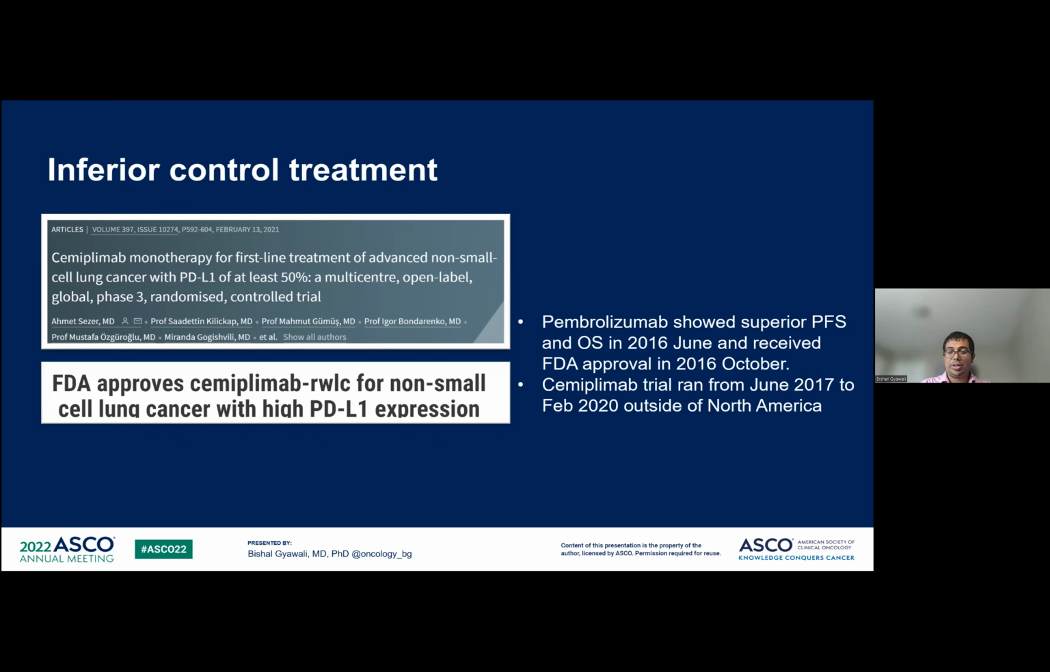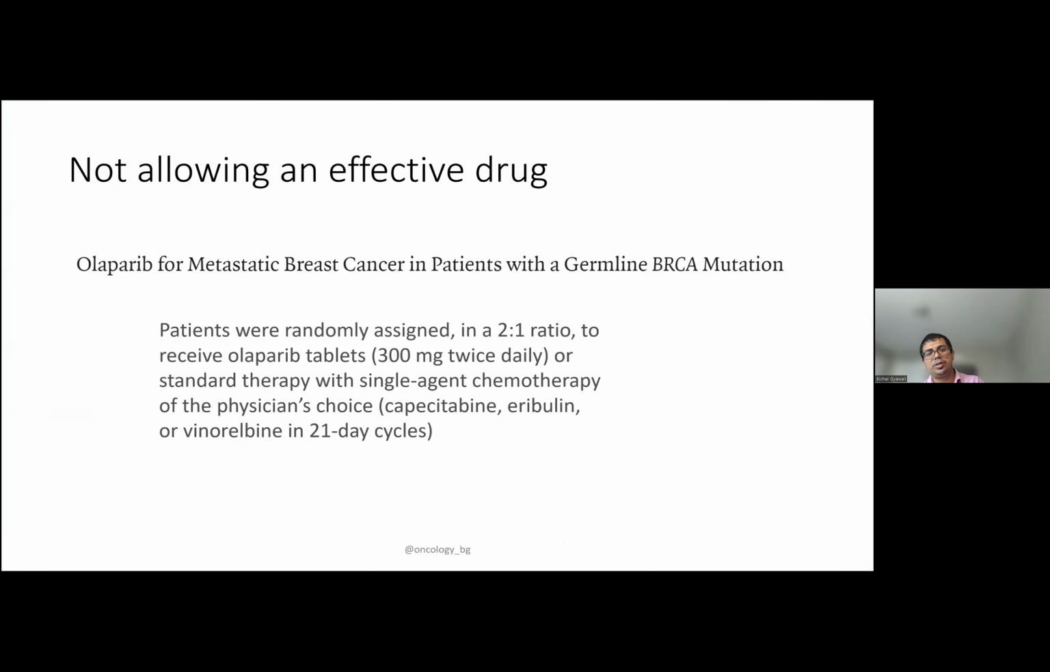And this drug, the cemiplimab trial, ran from June 2017 to February 2020. It ran outside of North America, but these results helped the drug get approved by the FDA in the USA. So that's an example of using a control arm treatment that we have already shown to be inferior in a previous trial. The other example is not allowing an effective drug to be used by saying treatment of physician's choice.